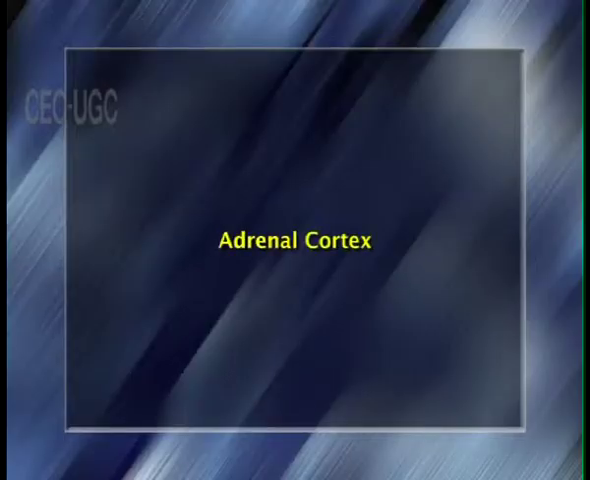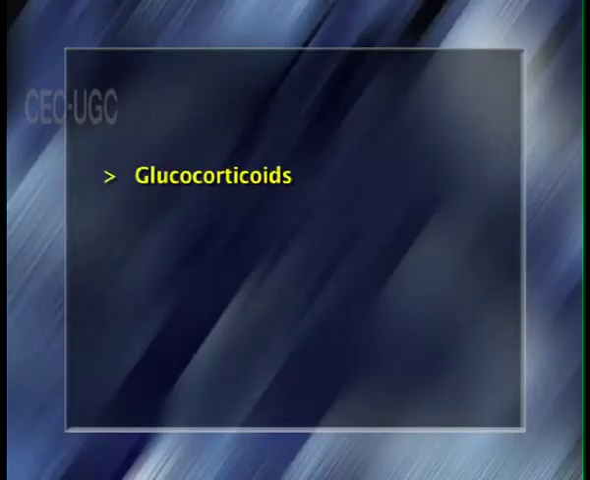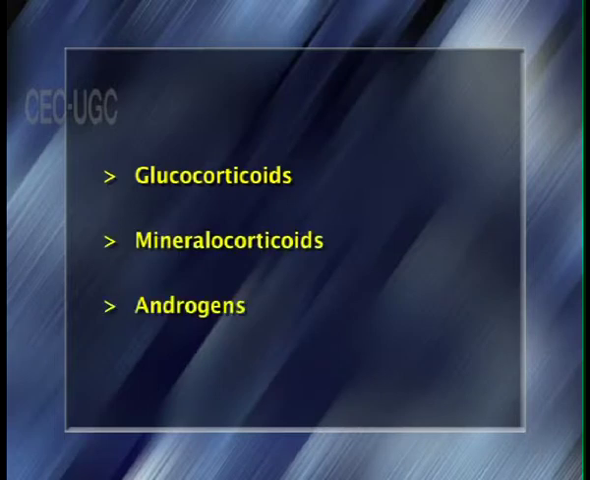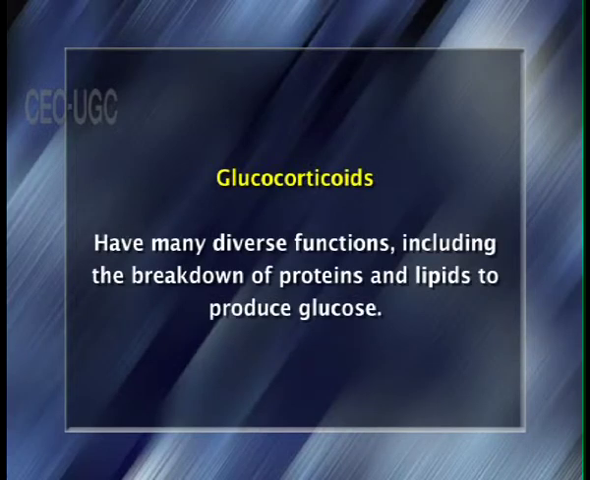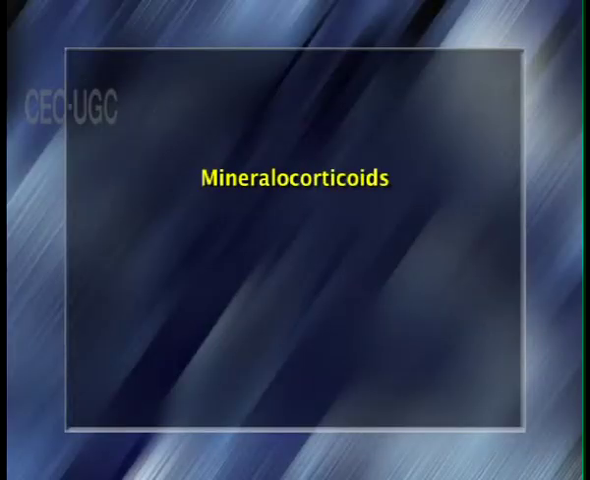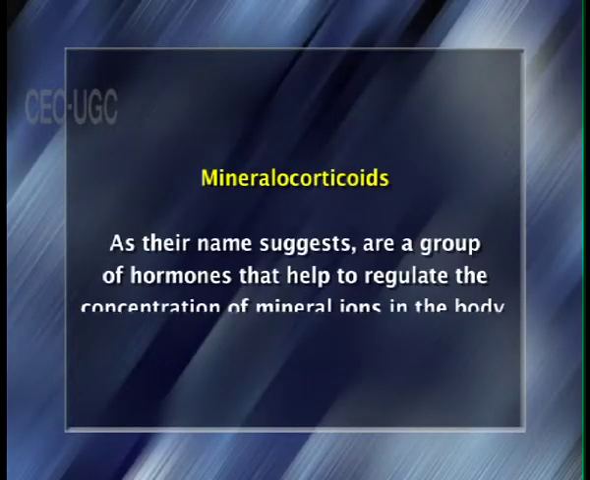First, the adrenal cortex. The adrenal cortex produces many cortical hormones in three classes: glucocorticoids, mineralocorticoids, and androgens. Glucocorticoids have many diverse functions, including the breakdown of proteins and lipids to produce glucose. It also helps to reduce inflammation and immune response. Mineralocorticoids, as their name suggests, are a group of hormones that help to regulate the concentration of mineral ions in the body.